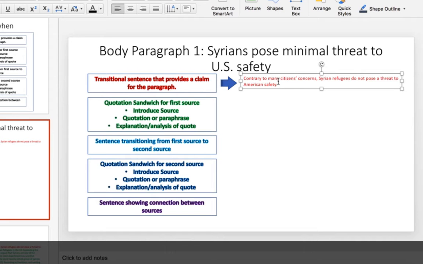Again, this is going to be the first body paragraph in an essay about Syrian refugees. It's going to argue that Syrians pose a minimal threat to U.S. safety, because that's one of my reasons. The first thing that I need to do is provide a transitional sentence which provides a claim for the entire paragraph. And here I've done it. I say, contrary to many citizens' concerns, Syrian refugees do not pose a threat to American safety.